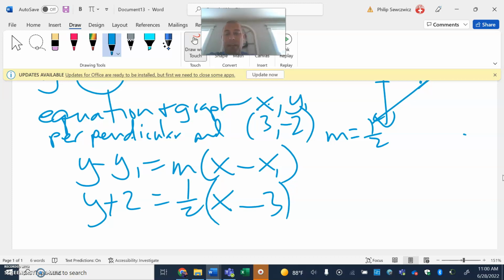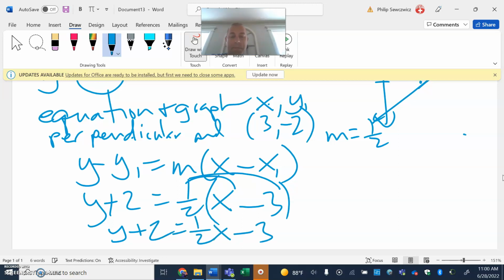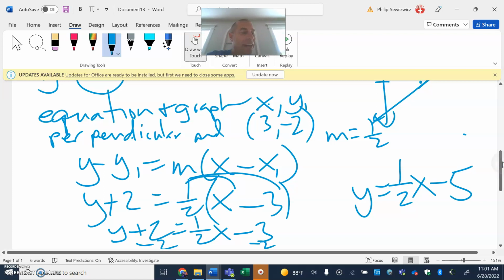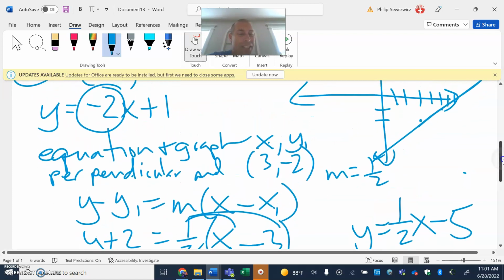A little cleanup here, a little distributive property. So I've got y plus 2 equals 1/2 x minus 3. I'm going to subtract 2 from both sides. So my equation here is y equals 1/2 x minus 5. I'm going to take a look at my graph and see if that matches up.